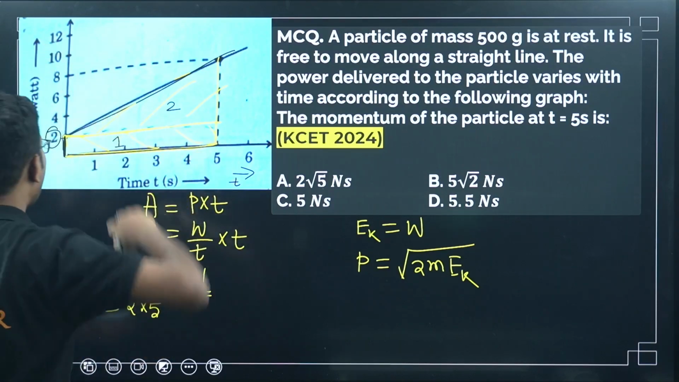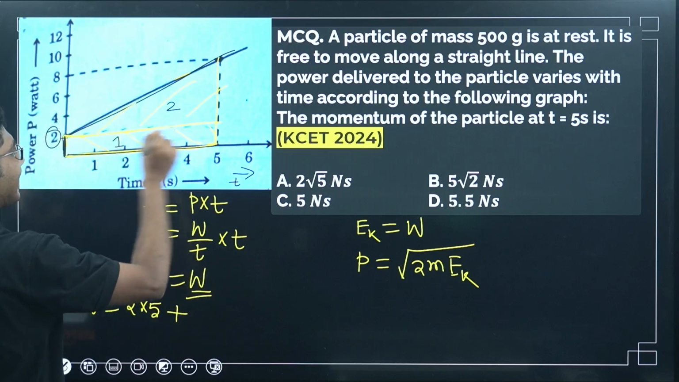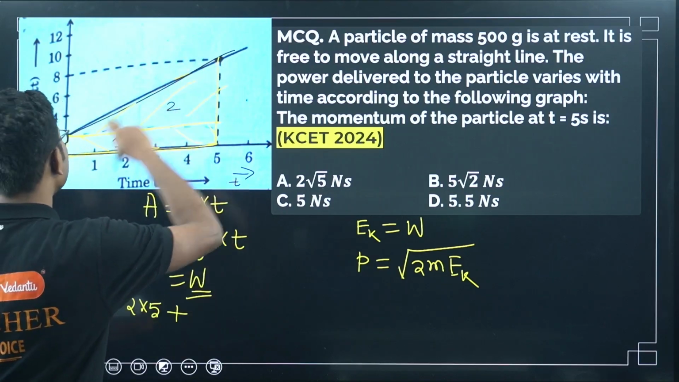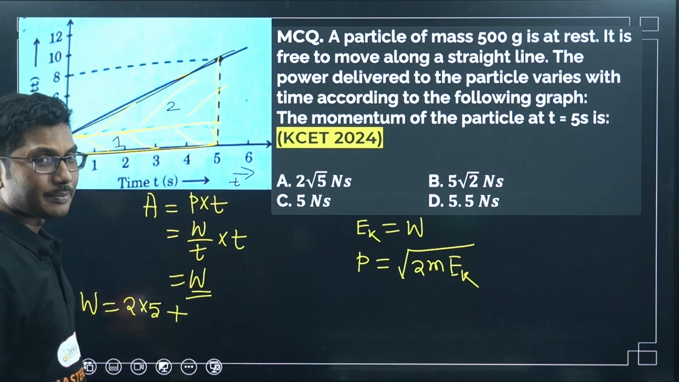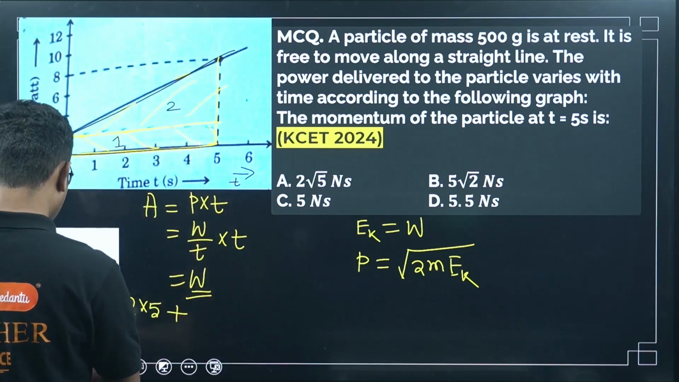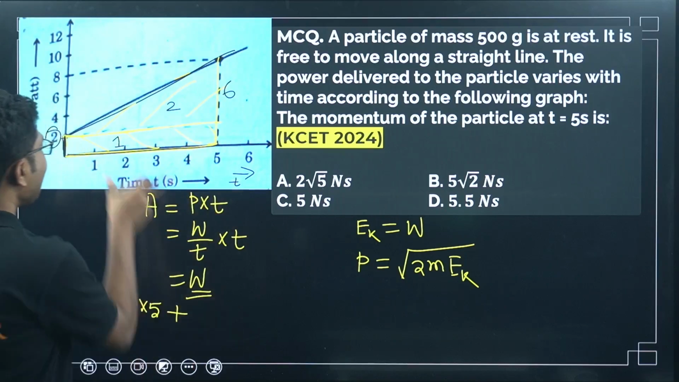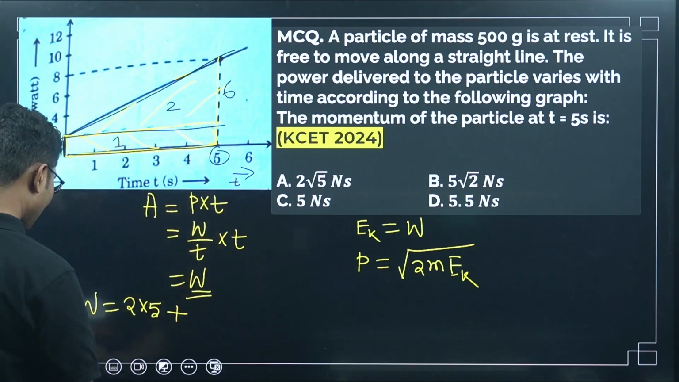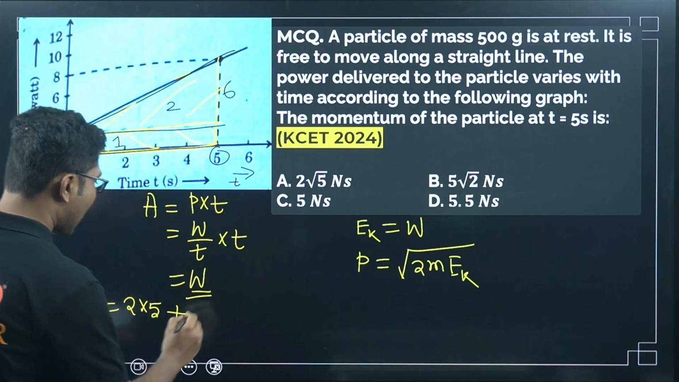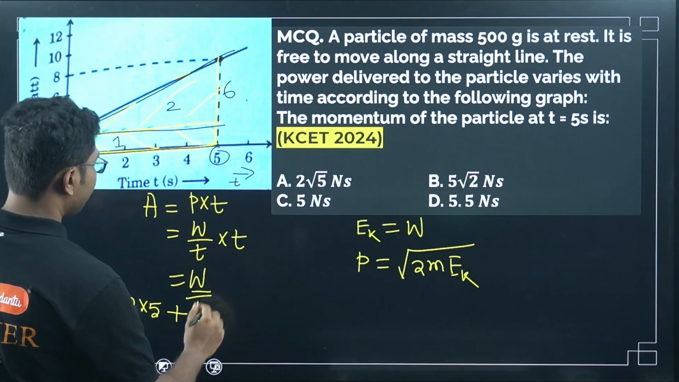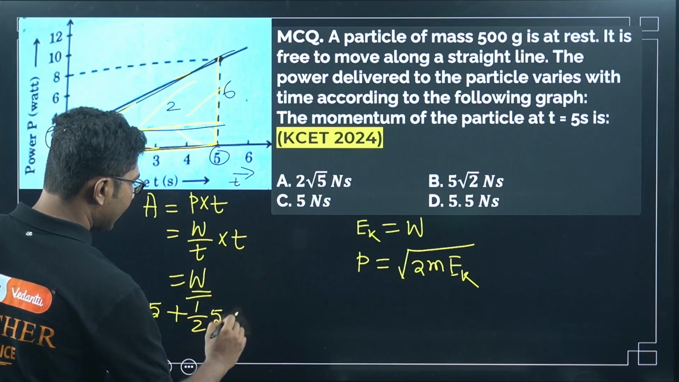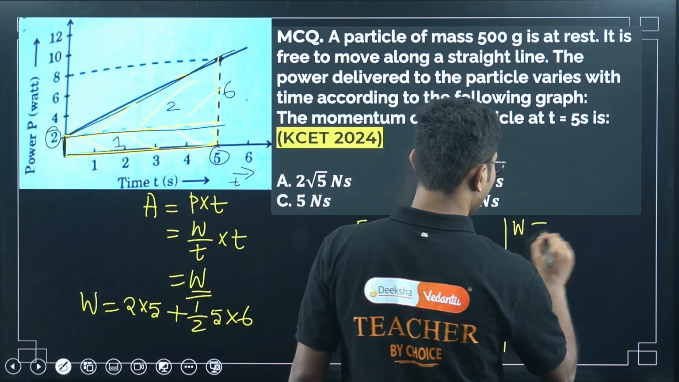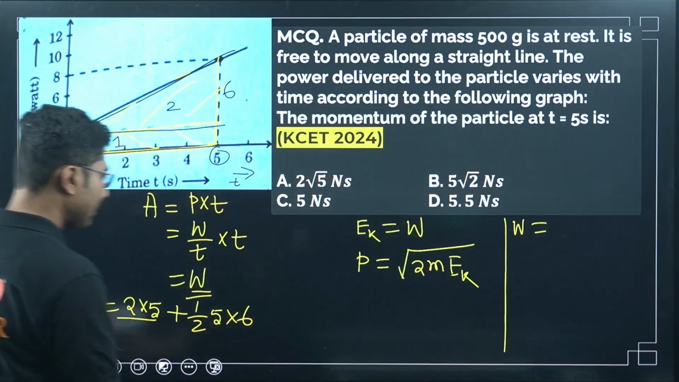Now what is the work done for this triangular area? What is this height? This height is 2 to 8, so this height will obviously be 8 minus 2, that is 6. The base will remain the same, 5, right? What is the area of a triangle? The triangle's area is half base into height, right? So what is the total work done here?